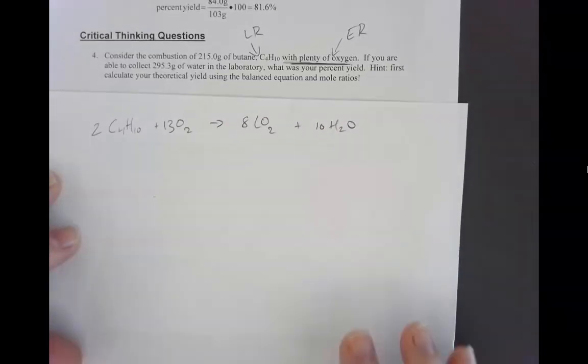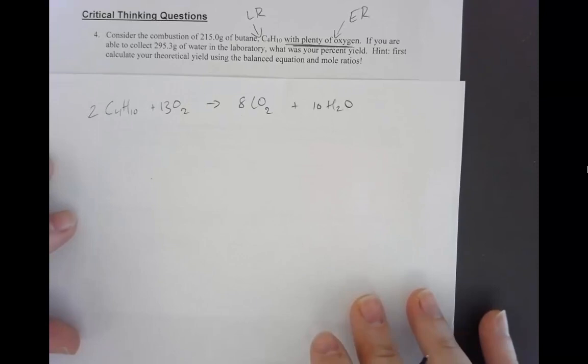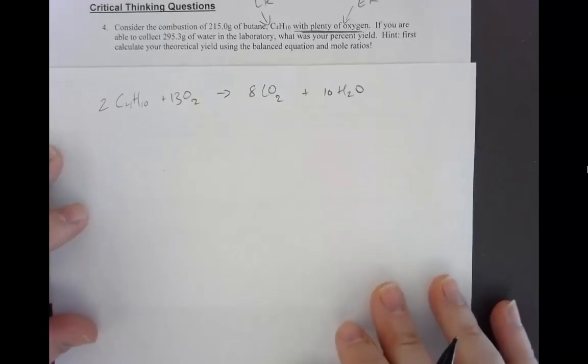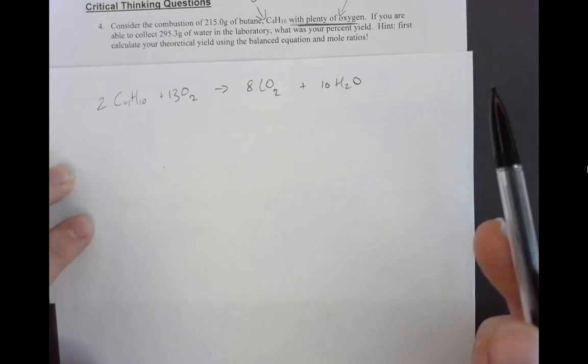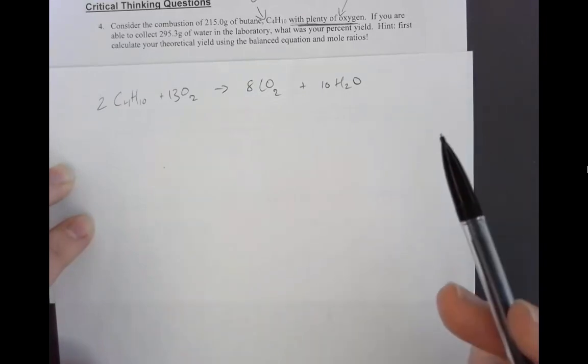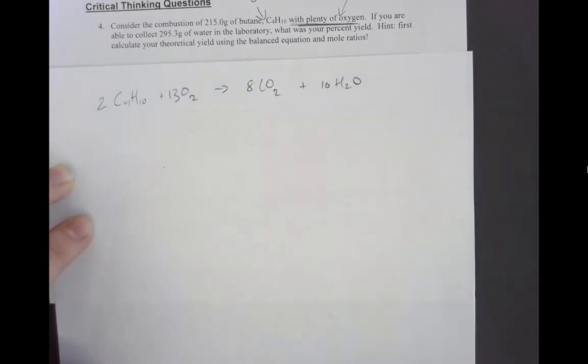So the first thing we need to do is solve this balanced reaction. To save a little bit of time, guys, if you need help balancing reactions, you can refer to the types of chemical reactions review, where I go through a few problems. So this is the balanced reaction that we need to use. We know that we have 215 grams of butane.